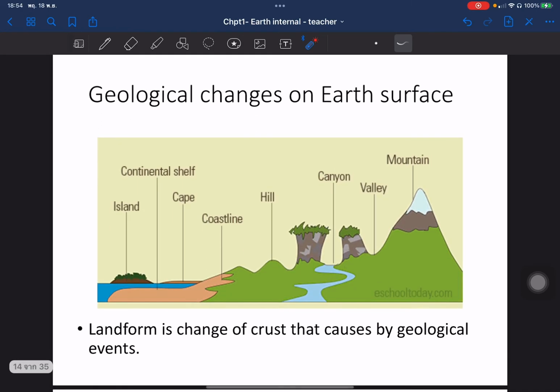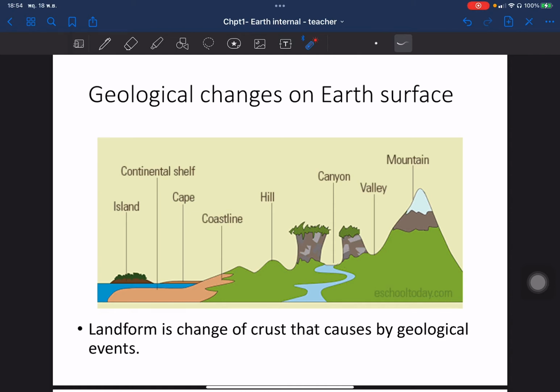And here, when you understand what is inside the Earth, now we can understand and explain the effects and results of changes on the Earth's surface. So it produced very different landforms. The landform is a change of the crust layer caused by a geological event.